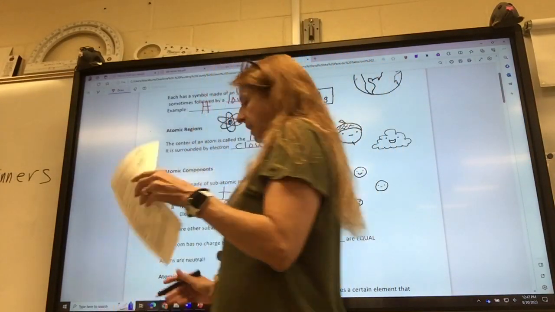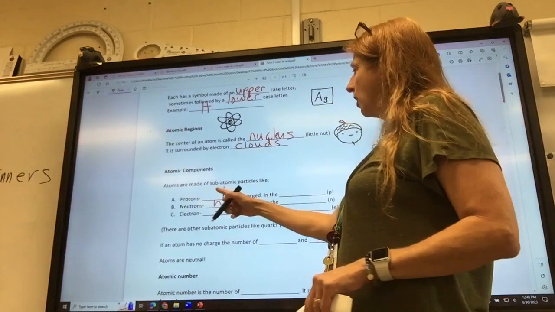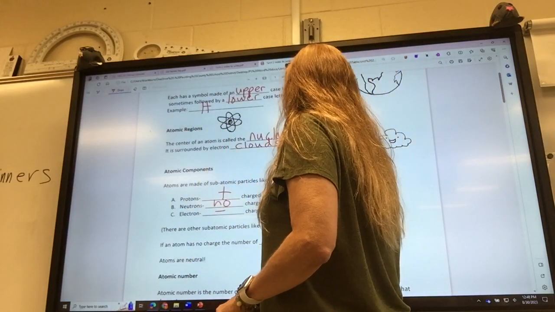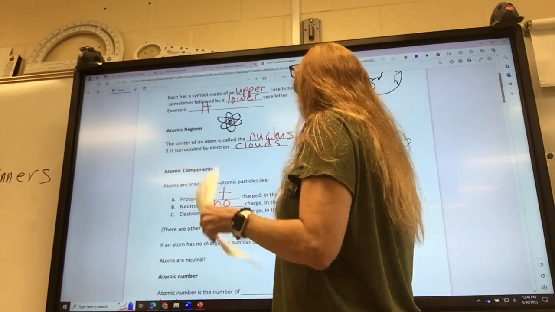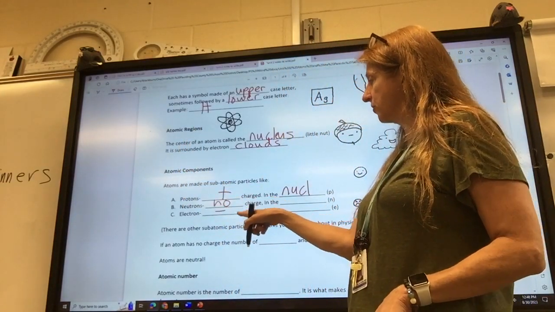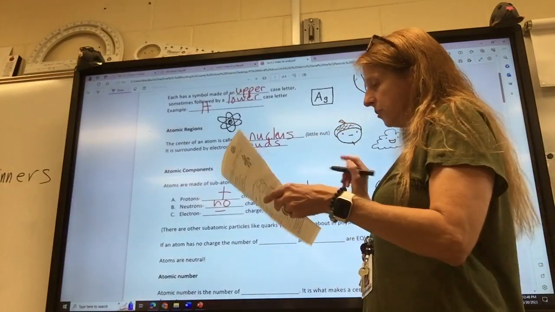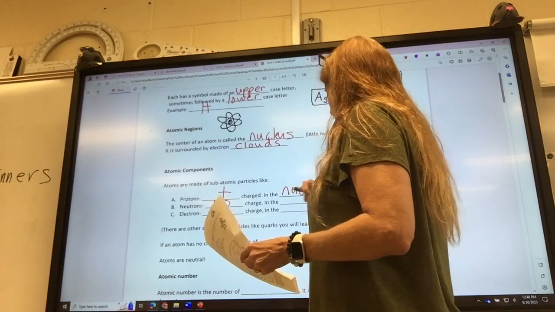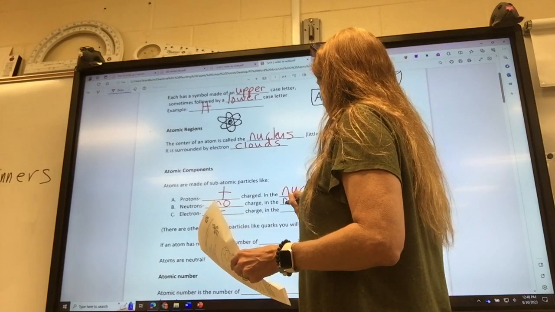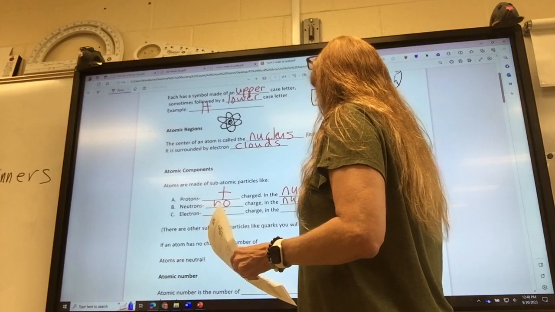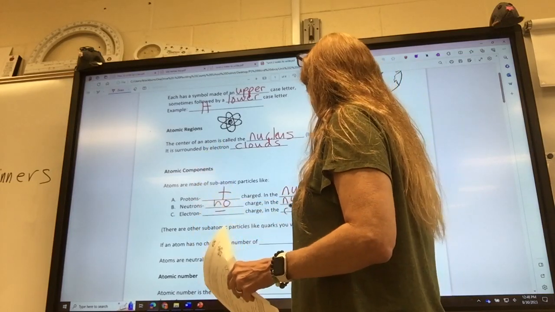Negative. So the protons and the neutrons are both in the nucleus. You said proton, neutron, and nucleus. Protons are positive, neutrons have no charge, electrons are negative charge. Protons, they live in the nucleus. The neutrons also live in the nucleus, but the electrons live in the clouds.